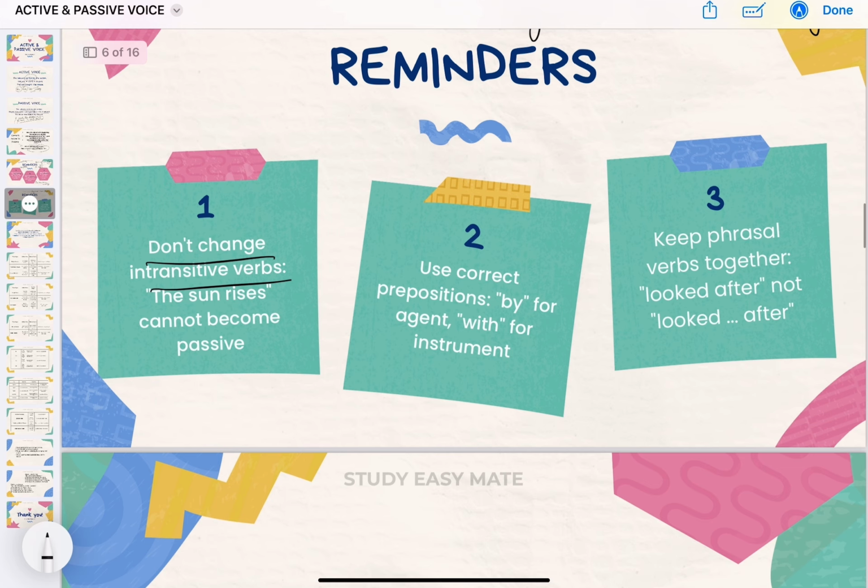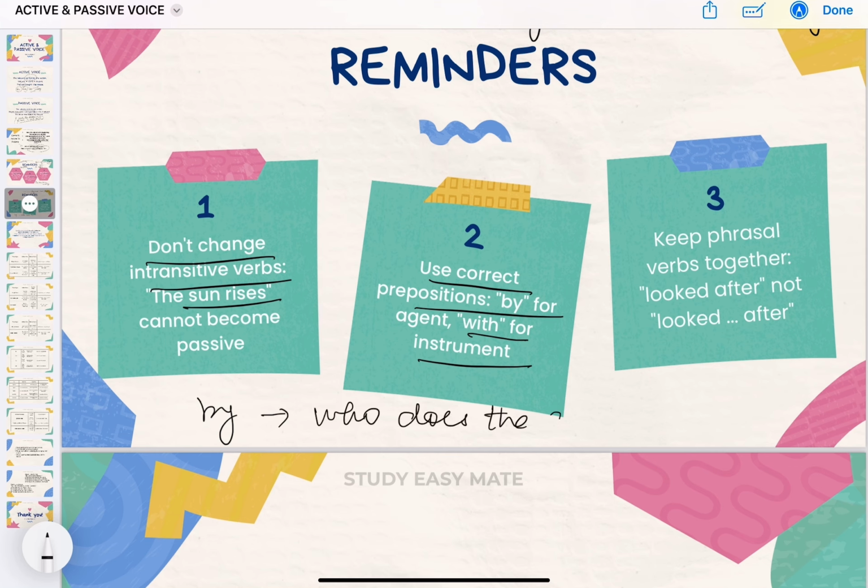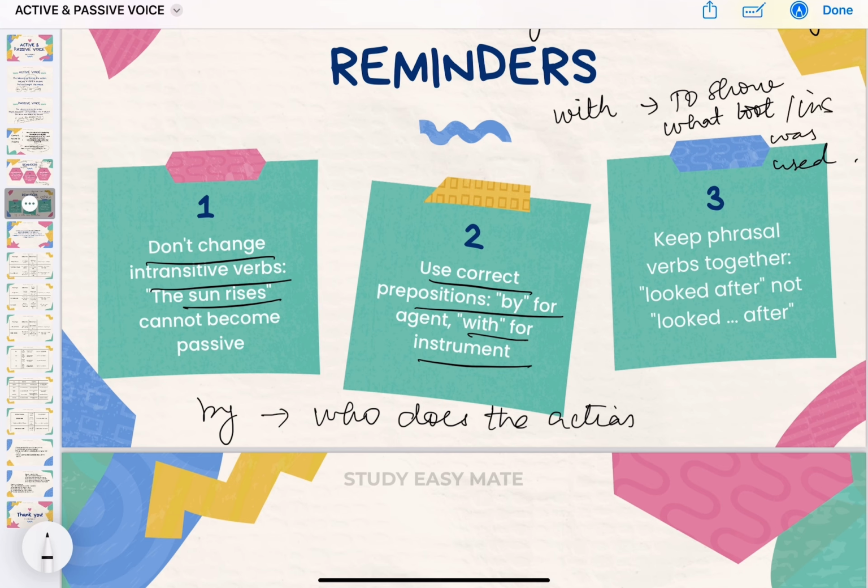Don't change intransitive verbs. She comes, she goes, the sun rises cannot become passive. Then use correct prepositions: by for the agent, with for the instrument. By means who does the action, while with shows what tool or instrument was used. For example, the artist painted the portrait. She cut the paper with scissors. How can this be converted? The portrait was painted by the artist.